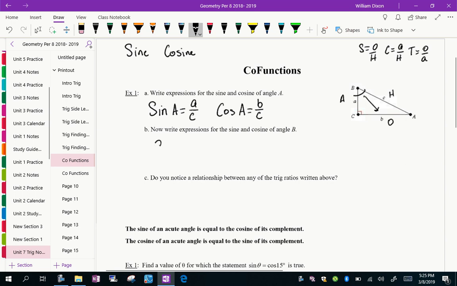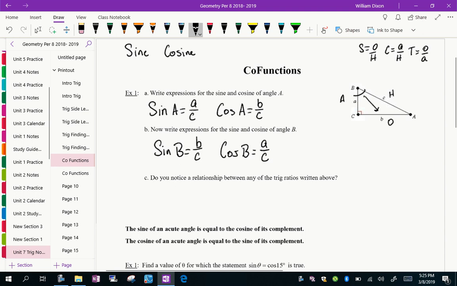So the sine of B equals my opposite, which is B, over my hypotenuse, which is C. The cosine of B equals the adjacent side, which is A, over the hypotenuse, which is C.